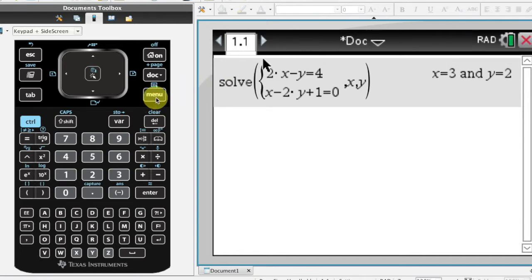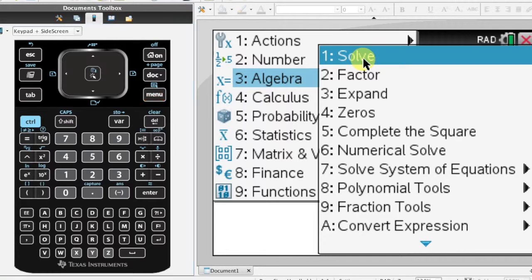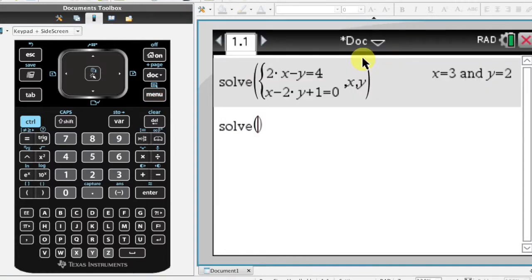So I'm going to go menu, algebra, and solve. I'm going to put in the first equation, and I'm going to solve for y so it rearranges the equation. So 2x, take away y, equals 4. And I'm solving for y. And you can see it's rearranged, so the right-hand side is 2x take 4.